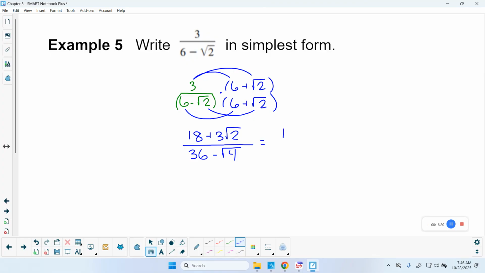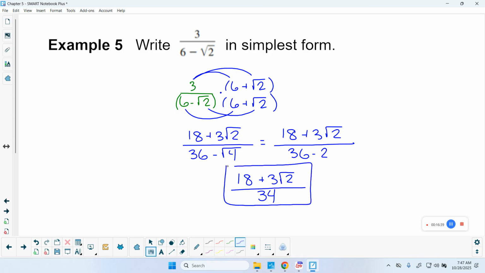So what should happen, we'll have 18 plus 3 root 2. We will divide that. Root 4 is really 2, so this is going to be 36 minus 2. So we're going to get an answer of 18 plus 3 root 2, all divided by 34. And that is going to be our final answer.